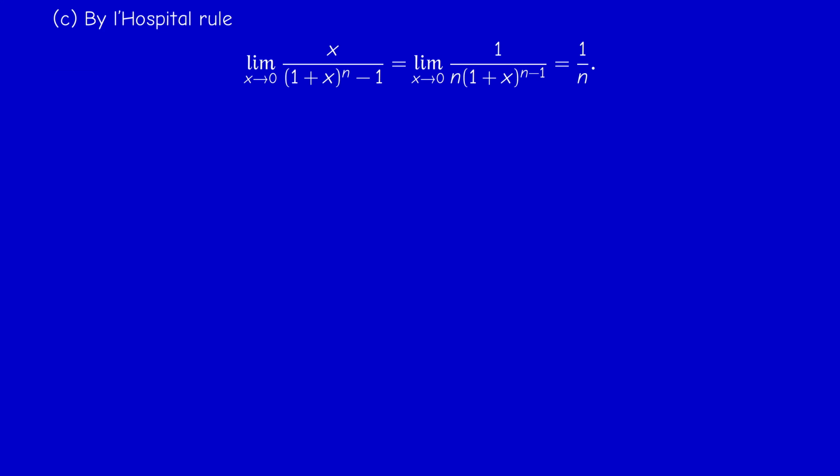The third limit is easy by L'Hopital: x over 1 plus x to the n minus 1. It's easily done. Just differentiate, and we get 1 over n.